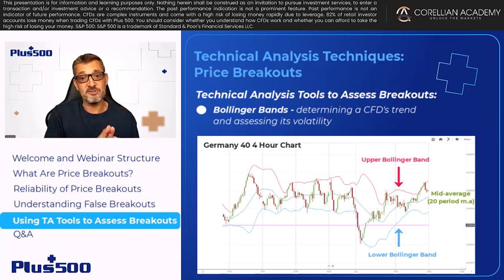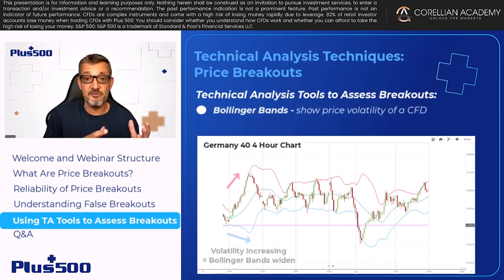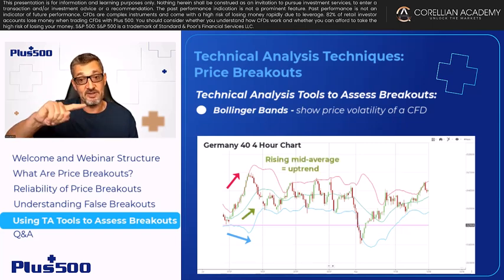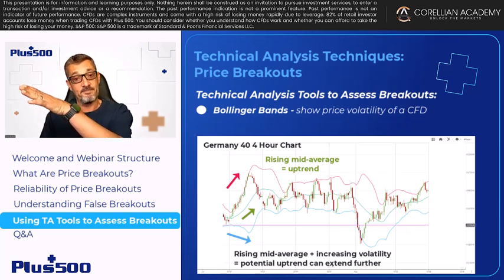How can these bands help us to judge if a price breakout is valid or not? Well, Bollinger Bands show volatility in price. Due to the formula and calculation, if price volatility is increasing, whether to the up or the downside, the upper and lower bands start to widen. If the mid-average is also rising while volatility is increasing, the conclusion is that an uptrend in price is evident. And because volatility is increasing, shown by the bands widening, the uptrend can extend further.